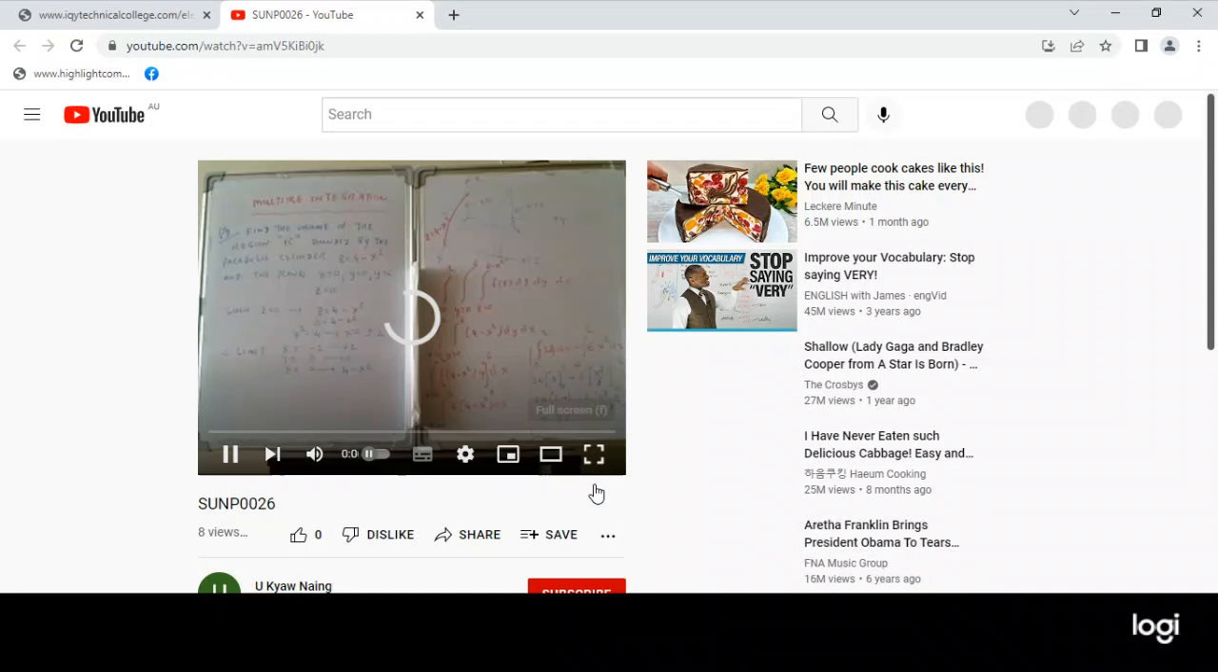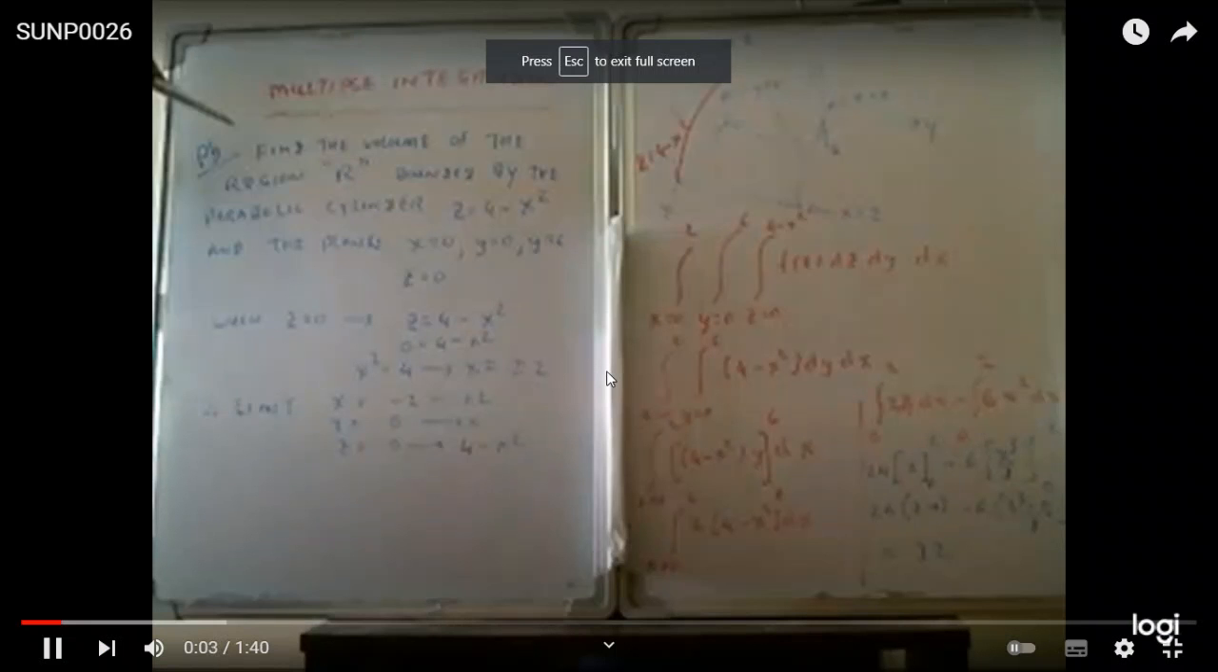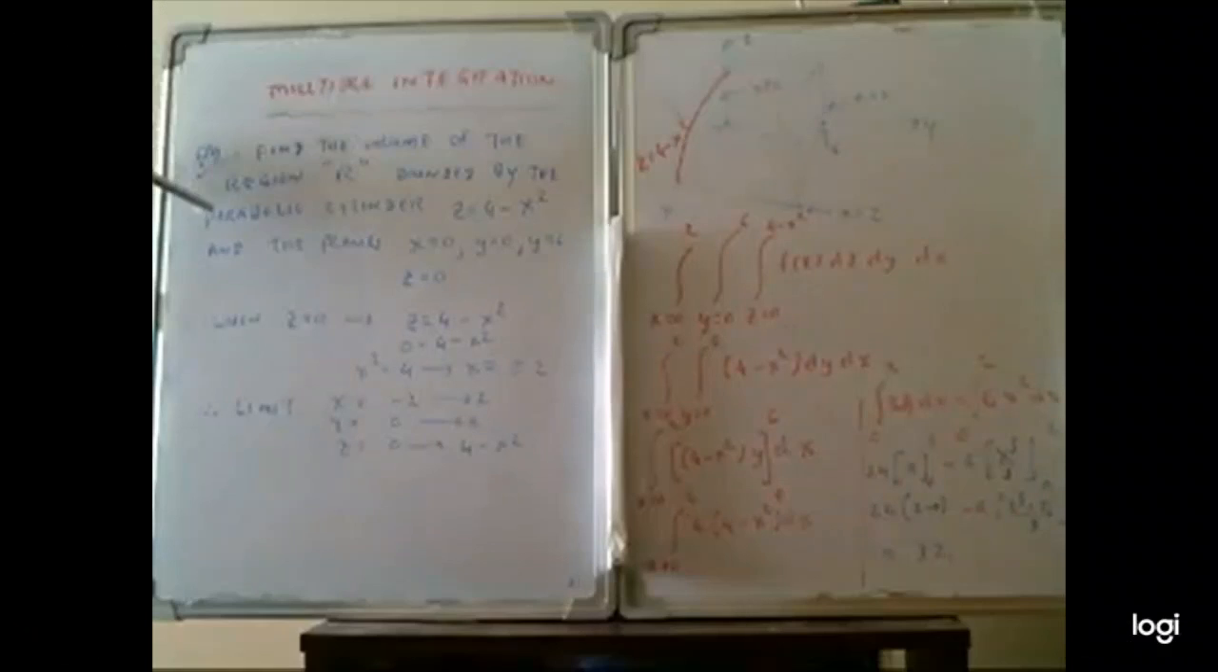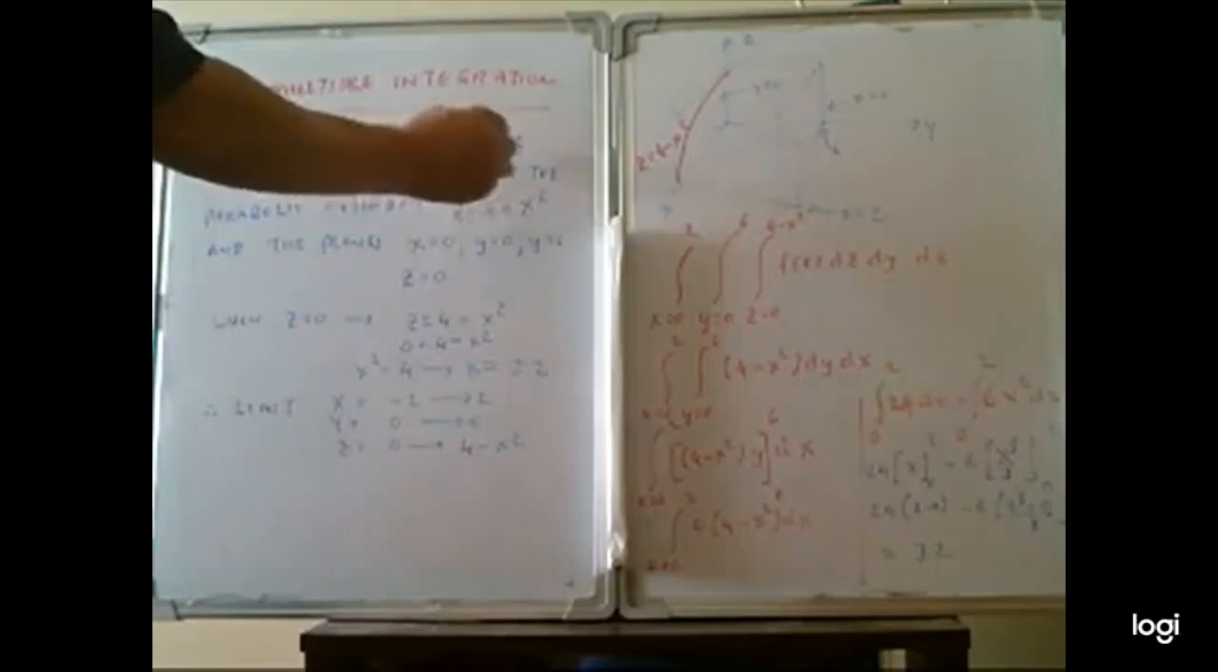So this is the ultimate integration. You have to find the volume of the region R bounded by the parabolic cylinder z equal to 4 minus x squared, and the planes x = 0, y = 0, y = 6, and z = 0. So this equation, z equal to 4 minus x squared.